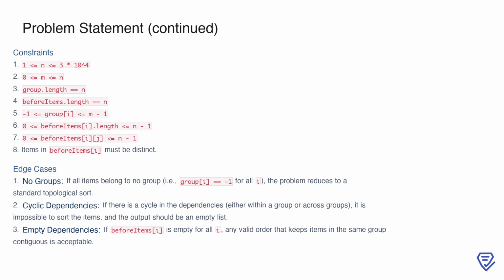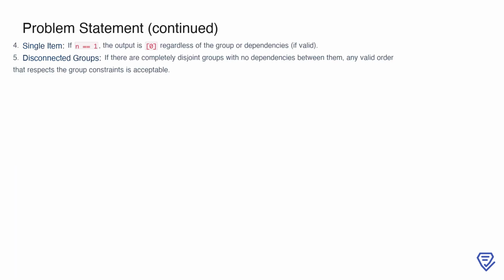Some critical edge cases include scenarios where all items are ungrouped, where there are cyclic dependencies, or where there are no dependencies at all, requiring careful handling in the solution logic. Additional edge cases include when there is only a single item, in which case the output is simply 0, since there are no dependencies or grouping concerns. Another case involves disconnected groups with no dependencies between them. In such cases, any order that respects the contiguity of items within each group is valid.